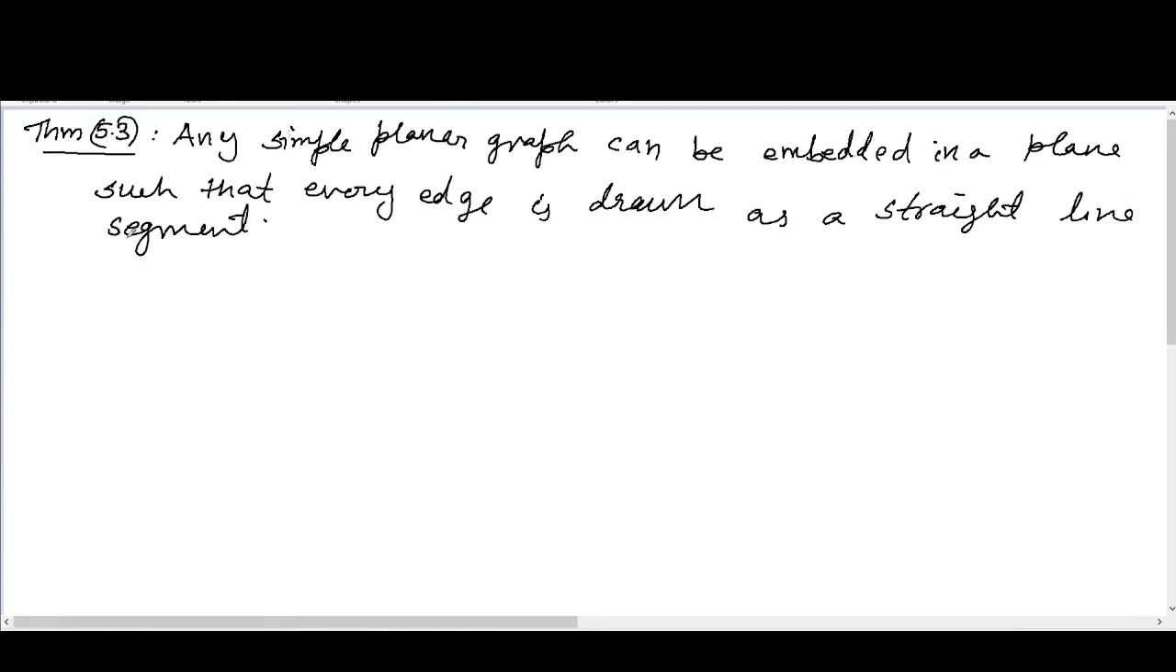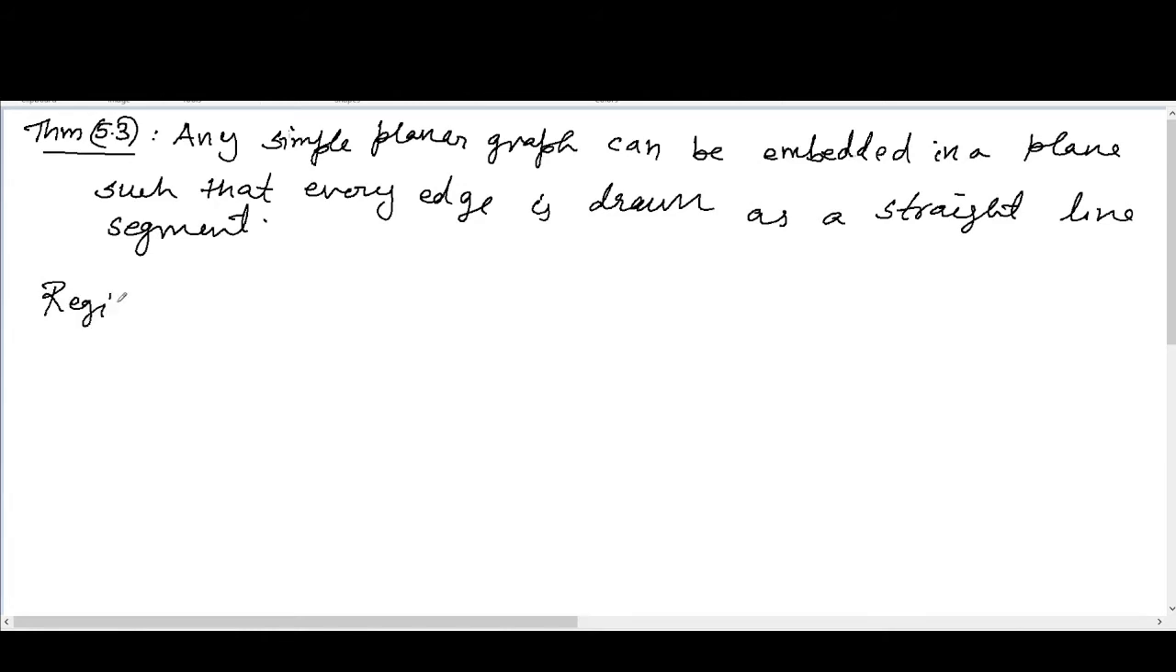Okay, note this theorem statement. This theorem statement we will use in some other theorem. So you note this statement. Any simple planar graph can be embedded in a plane such that every edge is drawn as a straight line segment.